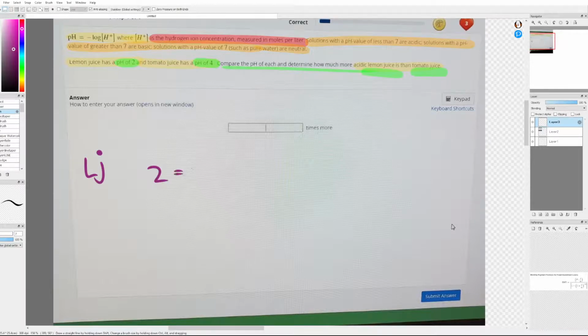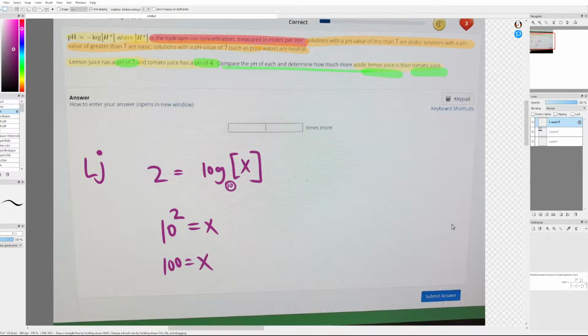2 is equal to negative log x. We can just ignore the negative for now, and we'll just put an X to make it easier. Whenever there's not a base for your log, we can assume it's 10. That's just the rules. So we want to turn this into exponential form: 10 to the second is equal to x, which gives us 100 is equal to x.